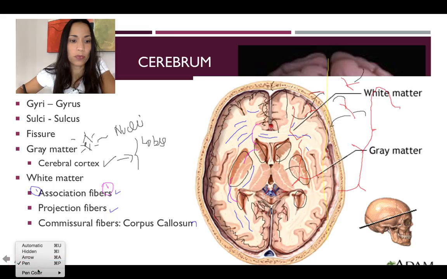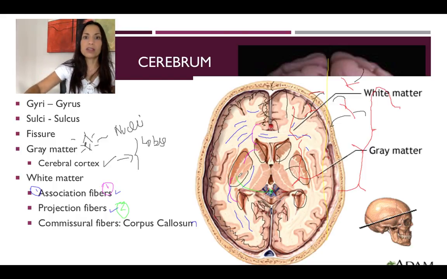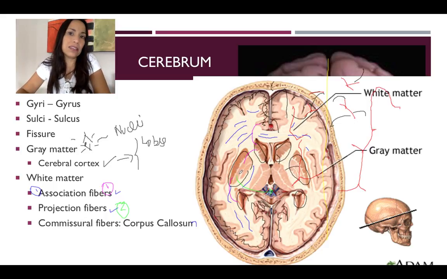Then we have the projection fibers, in a different color, please. The projection fibers link gray matter areas of the cerebrum with other structures of the brain, not the cerebrum. So you can link this part of the cerebrum with the pons, the cerebellum, the diencephalon, thalamus, etc.